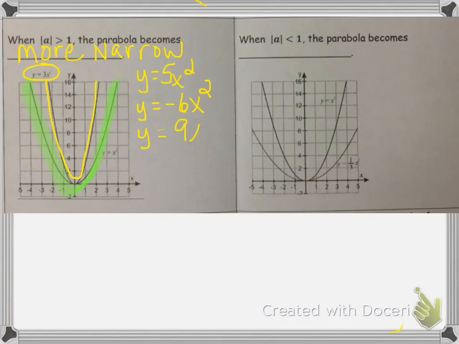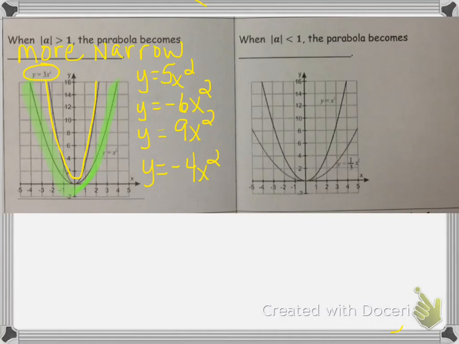Y equals 9x squared. The value for a is 9. 9 is greater than 1, so it's more narrow. And y equals negative 4x squared. And the absolute value of negative 4 is 4, which is greater than 1, so it would be more narrow. So if the absolute value of a is greater than 1, the parabola becomes more narrow.